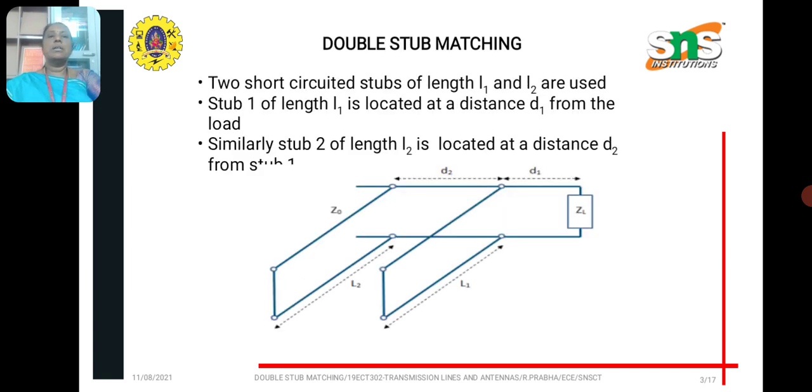In double stub matching, two short circuited stubs of length L1 and L2 are used. Stub 1 is of length L1 located at distance D1 from the load, and similarly stub 2 of length L2 is located at distance D2 from stub 1.